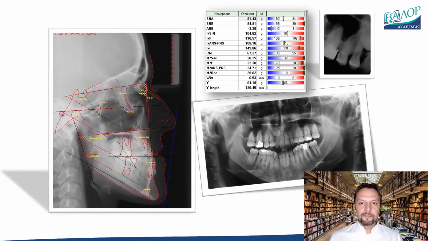Skeletally we can observe a severe Class 3 with hyperdivergent growth pattern. Normal position of maxilla and upper incisors but overdeveloped mandible and seriously retro-inclined lower incisors, -20 degrees under the norm, which have tried to compensate for the overdeveloped mandible and due to the pressure from the lower lip have tried to reach contact with the upper incisors.